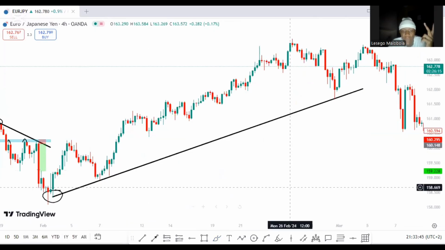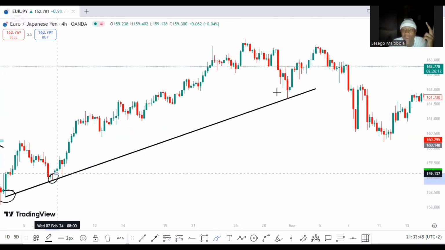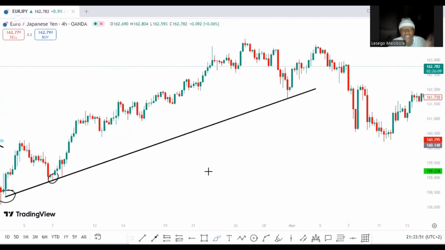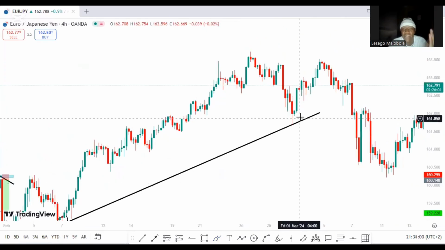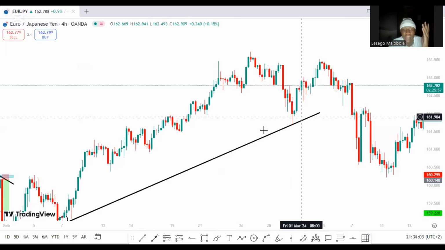So obviously, with that being said, man, this is our second touch, and then we have our third touch right over here, guys. On the third touch, that's when you start looking for what? That's when you start looking for your other confluences, like support and resistance, candlestick confirmations, guys. You will always find these things. Like I promise you, guys, you will always find these things.